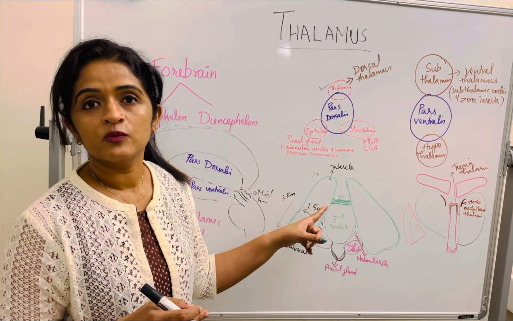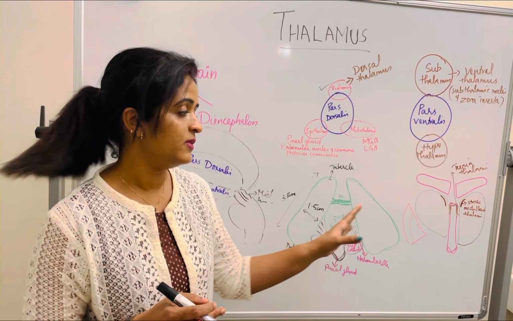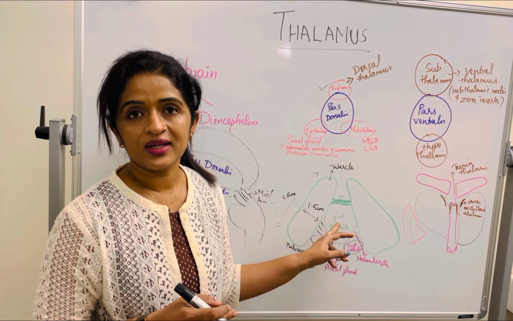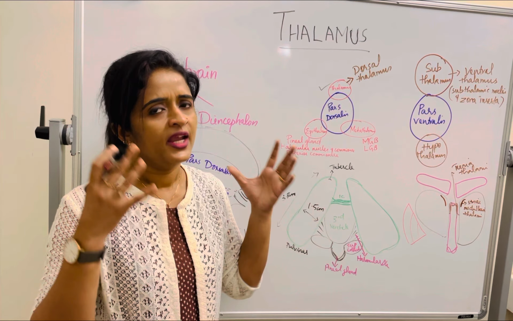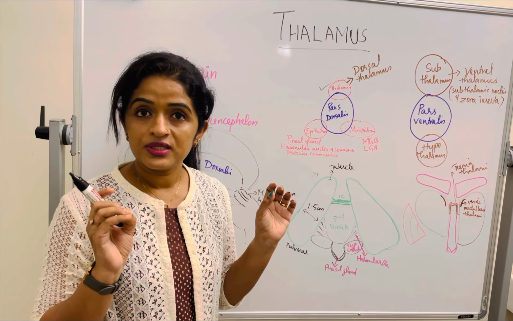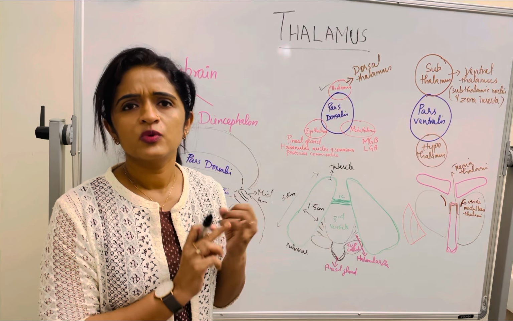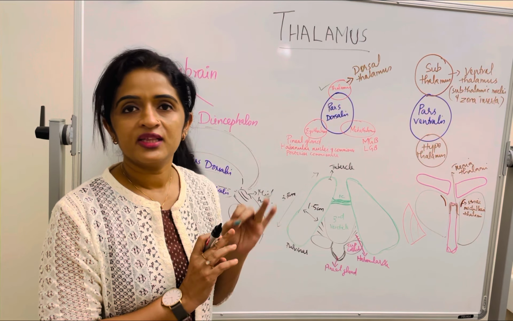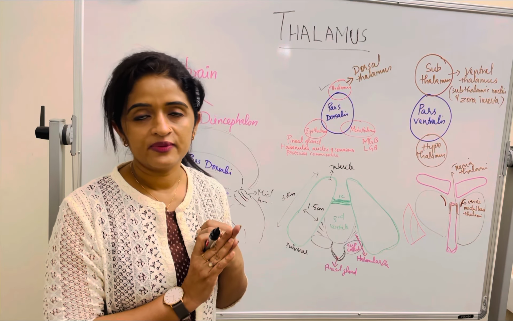So what is the cavity which is lying between the two ovoid masses of thalami? That cavity is known as the third ventricle. When you take any part of the brain, you can see a ventricle related to it. Suppose you take the cerebral hemispheres, you have the lateral ventricle. Suppose you take the thalami, in between the thalami you have the third ventricle.